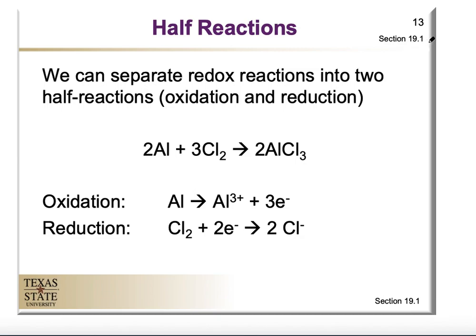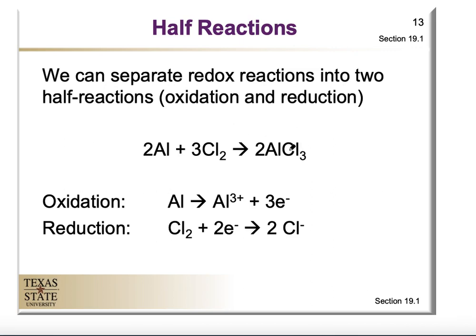When looking at redox reactions, we can separate them into two half reactions, one that explains what's the oxidation process and one that explains what is the reduction process. For example, here we have 2 aluminum, this is aluminum metal in the solid form, non-ionic, plus 2 chlorines, these are chlorine gases, again non-ionic, this is the elemental forms, and these are forming 2 aluminum chloride, which is an ionic compound. In this case, on the right-hand side, the aluminum carries a charge of 3 plus and the chloride carries a charge of negative 1 because this is an ionic compound.